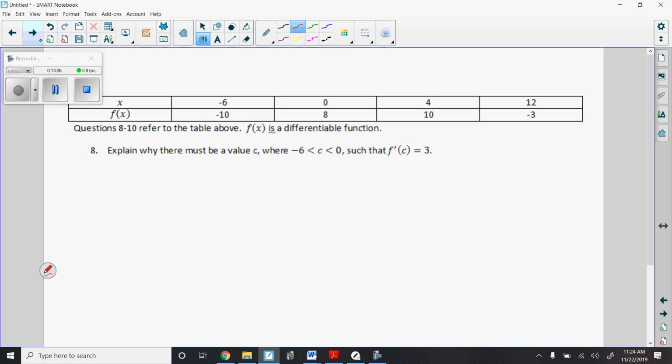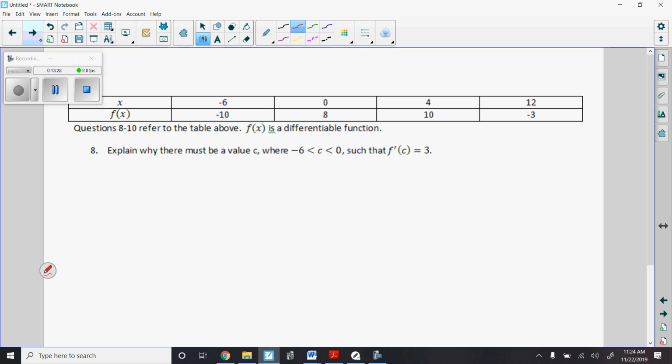Okay, so this is a table question. Here I have my x values and f of x values. Notice it says f of x is a differentiable function. So that means all my theorems apply. I can use the MVT, that requires differentiability. I could use the IVT, that requires continuity. I could use the EVT because it requires continuity.